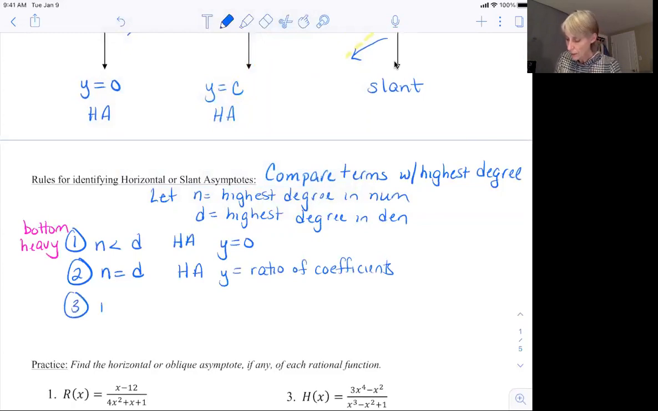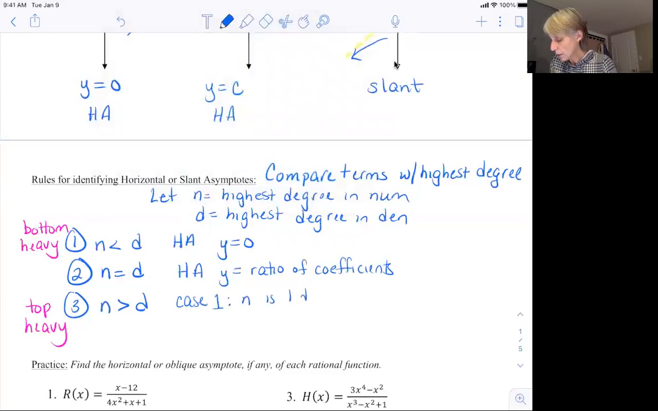And the last case is when n is bigger than d, or what I call top heavy. So if the top power is higher, we're going to have two cases, two things that can happen here. In case 1, n is 1 degree higher. In this case, we're going to have what we call a slant asymptote. That comes in the form of y equals mx plus b. And we're going to use long division to help us find it.